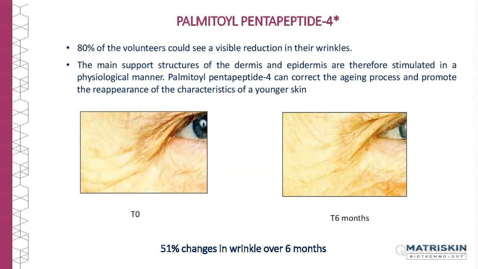Here you can see visual images of a patient that was treated with palmitoyl pentapeptide 4 over a period of 6 months. You can clearly see the difference in the laxity of the skin around the eye area, the depth of the wrinkles, the quality of the epidermis, and the quality of the skin. And there was a 51% improvement in wrinkle depth over a 6-month period.